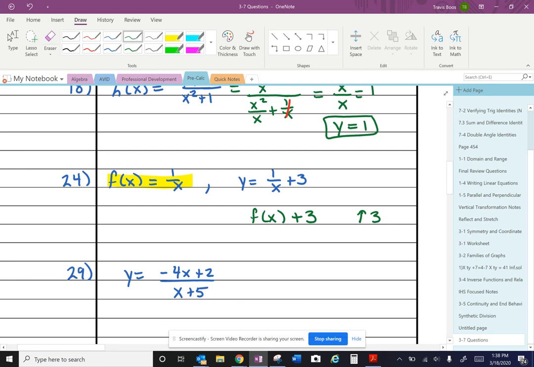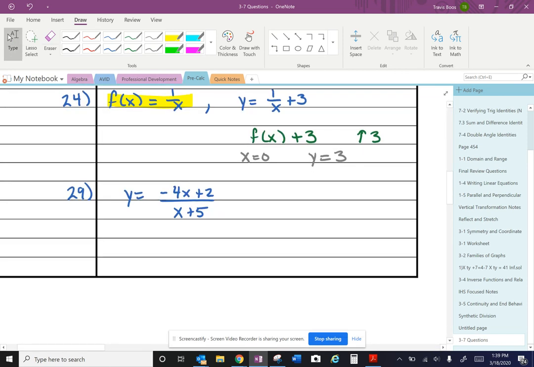And so I know the original has a horizontal and vertical asymptote at x equals 0 and y equals 0. It's still going to have a vertical asymptote at x equals 0, but now I have a horizontal asymptote at y equals 3. In other words, if I shift the graph up 3, my horizontal asymptote shifts up. My vertical asymptote doesn't change when I shift up 3 units. Okay, so that's what they're looking for there.